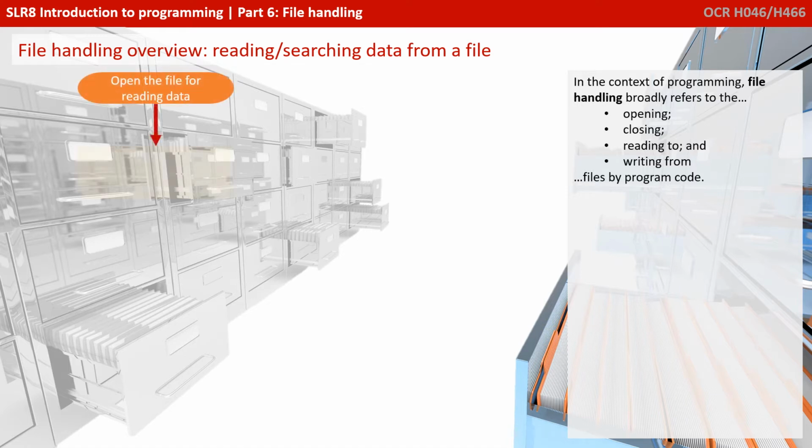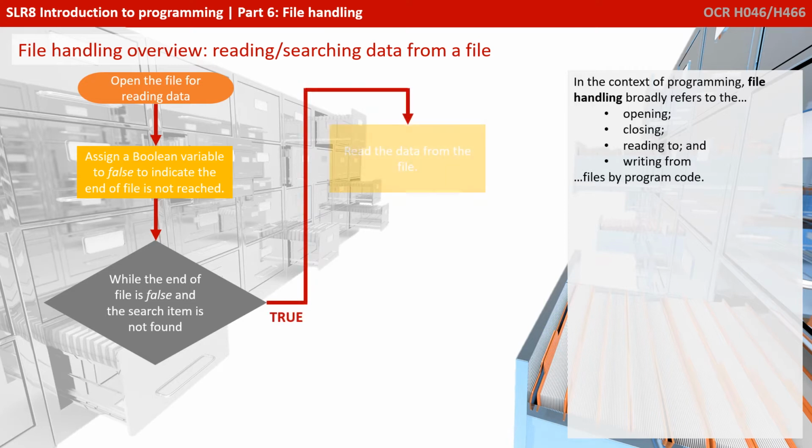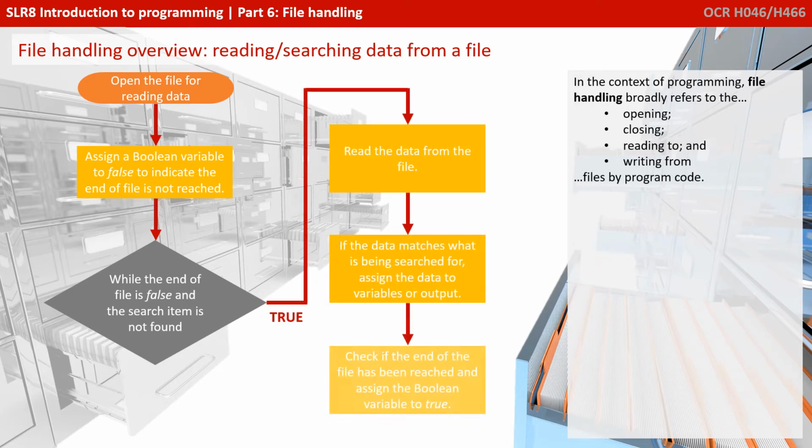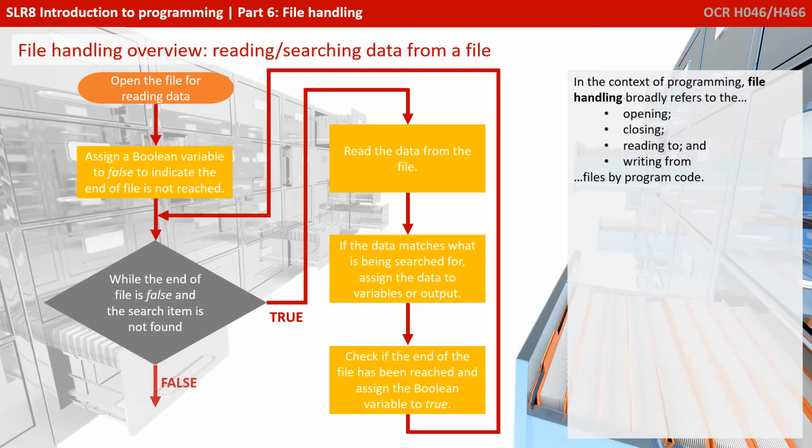Reading or searching for data from a file is a little more complex. We still start by opening the file for reading data. We then would need to assign a Boolean variable to false to indicate that we've not reached the end of the file. We then enter an iteration, a while loop, saying while the end of the file is false and we've not found what we're looking for, then read the data from the file.